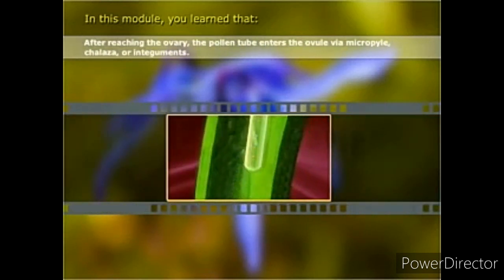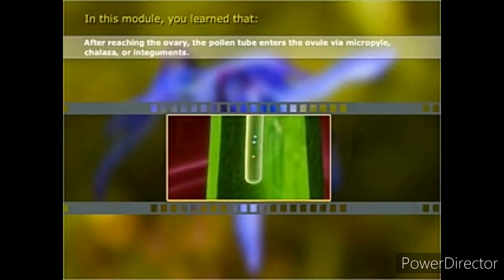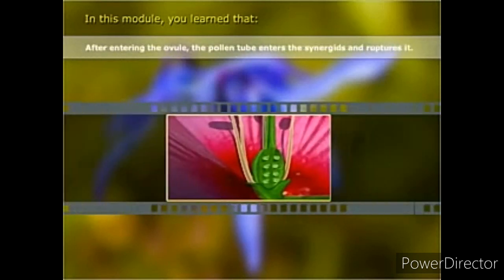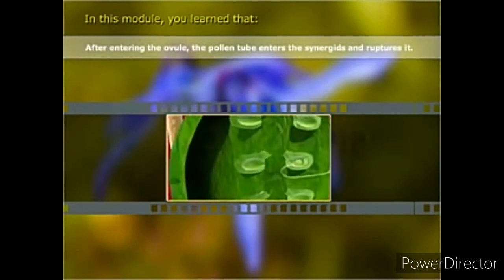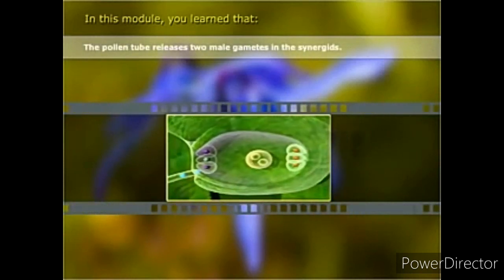After reaching the ovary, the pollen tube enters the ovule via the micropyle, chalaza or integuments. After entering the ovule, the pollen tube enters the synergids and ruptures them. The pollen tube releases two male gametes in the synergids.